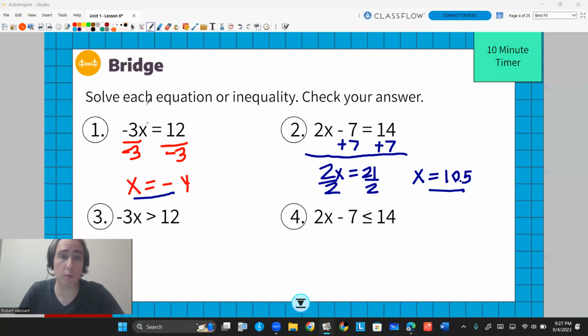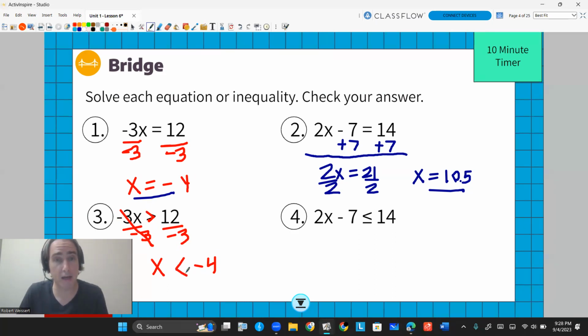Number 3 looks a lot like number 1, doesn't it? The difference here is that you have an inequality symbol. This is a greater than. So you do want to divide by negative 3 on both sides, and you're going to get negative 4. But what happens is you can't just say x is greater than negative 4. What's going to end up happening on these divisions, when you divide by a negative, the sign of the inequality is going to change direction. So instead of saying x is greater than negative 4, we're going to say x is less than negative 4.